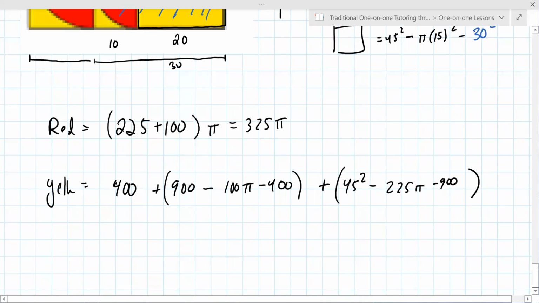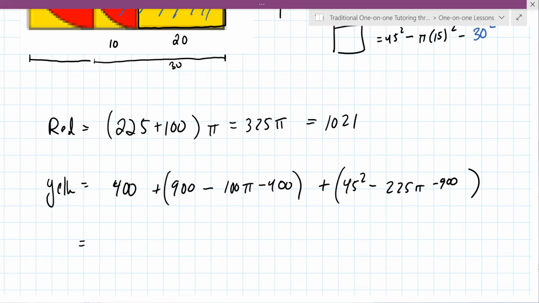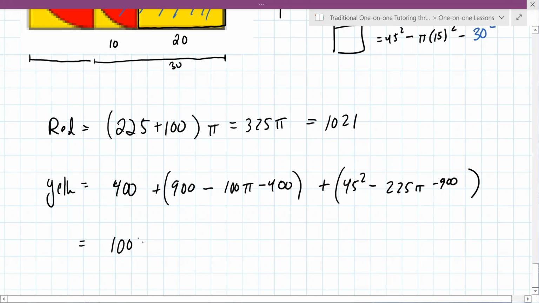Well, yellow's a lot more complicated than red. Yeah. But because the regions aren't as nice. So I'm going to my Desmos Scientific. 325 pi is about 1021. The yellow is 400 plus 900 minus 400. All right, this ends up being 1004-ish, 1004.